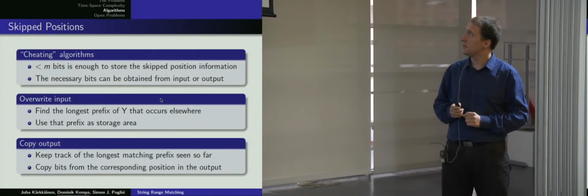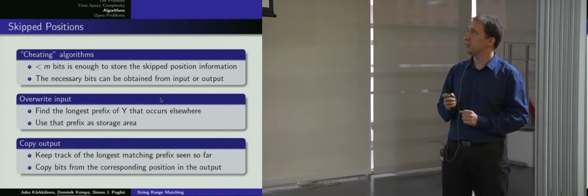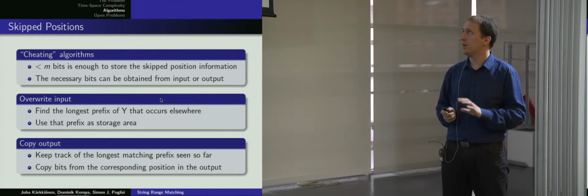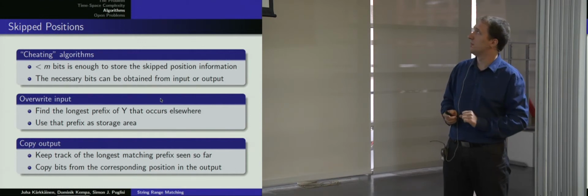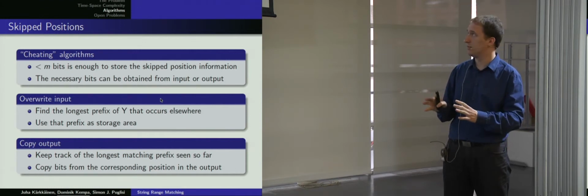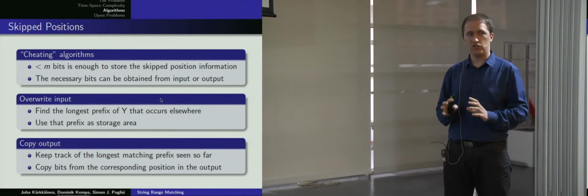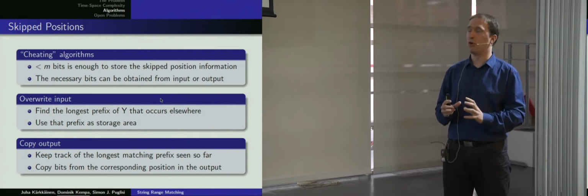So finally, let's have a look at the cheating algorithms. As we mentioned before, m bits is enough, or in fact, in some cases, even less than m bits is enough to store the information about the skipped suffixes. And the idea behind cheating is that we don't have those bits, so we create them somewhere.